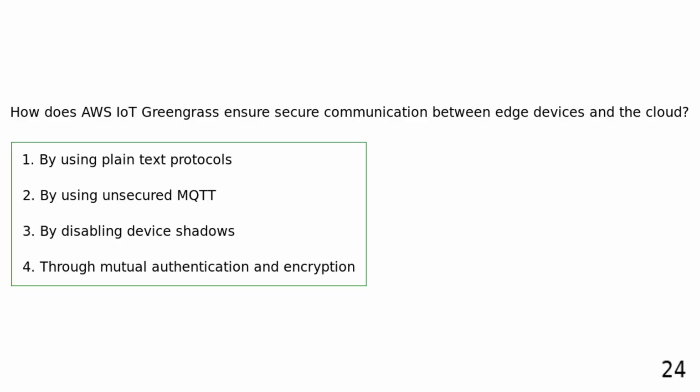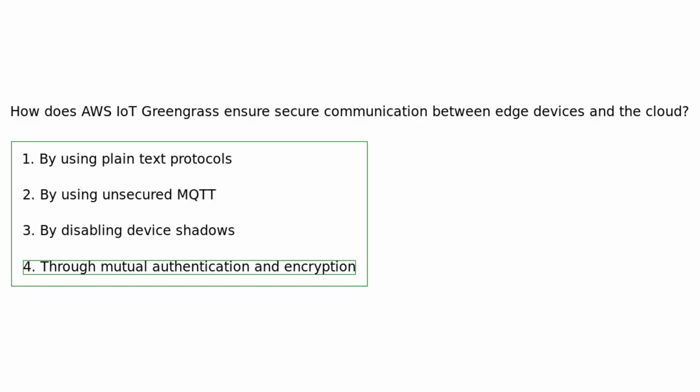How does AWS IoT Greengrass ensure secure communication between edge devices and the cloud? By using plain text protocols. By using unsecured MQTT. By disabling device shadows. Through mutual authentication and encryption. Mutual authentication and encryption provide a secure communication channel between edge devices and the cloud.